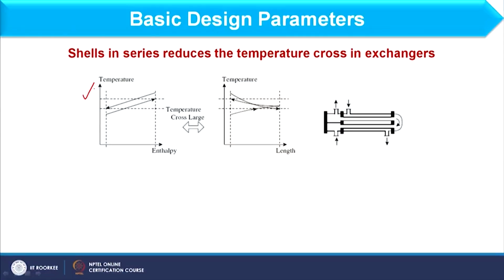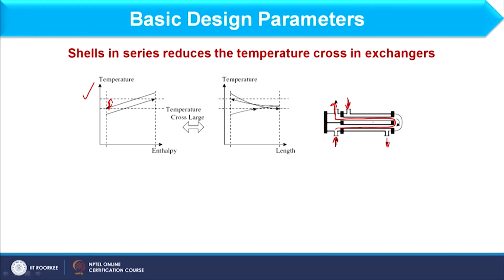So, here I am explaining that with the help of this example. Here you see, we have a temperature and enthalpy profile where the temperature cross is large. This much is the temperature cross. Now, if I draw that for a 1-2 shell and tube heat exchanger, here we have the schematic where fluid enters once into the shell and exits, and in the tubes fluid enters from here, passes through this, and then exits from here. It will pass twice in the tubes.